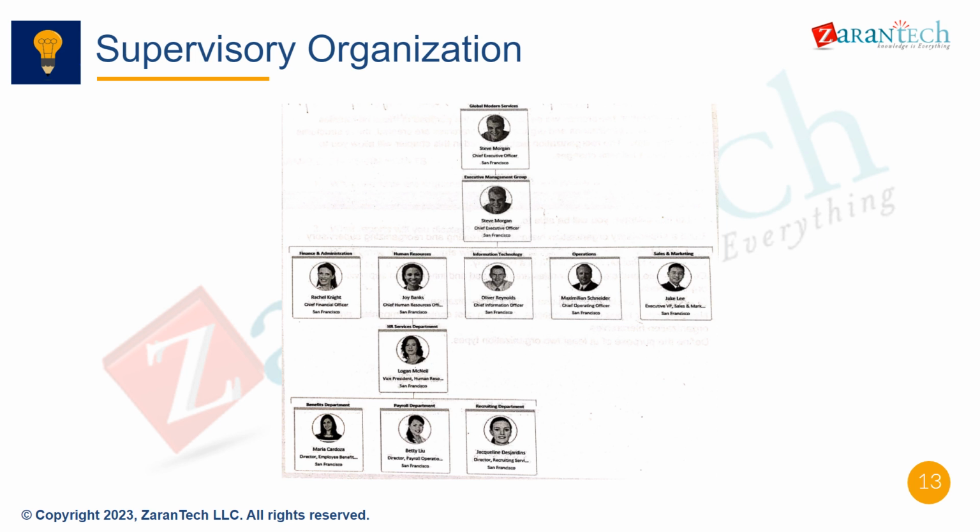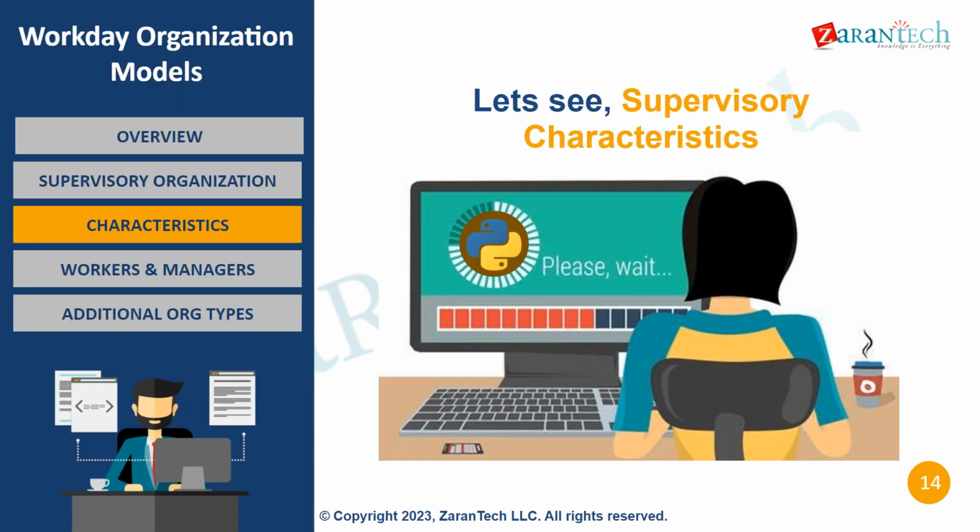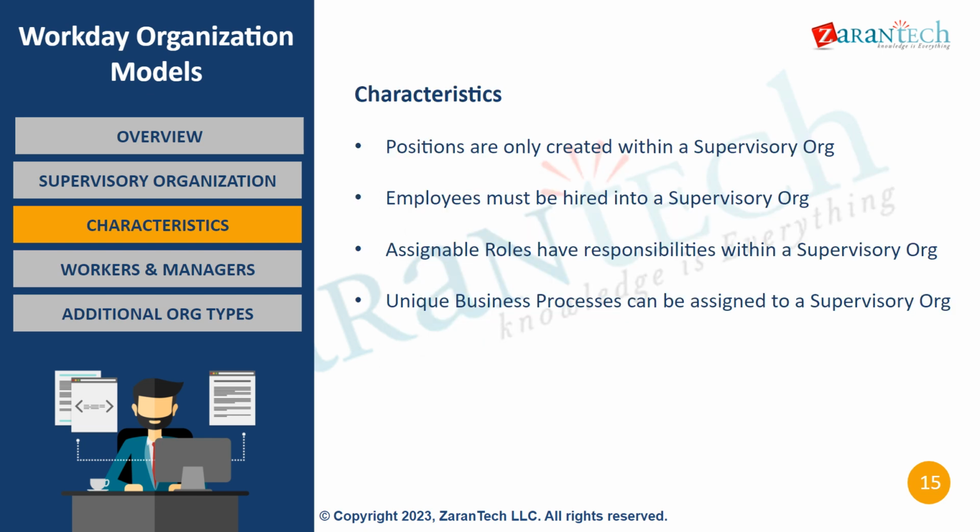Here is a visual example of a supervisory organization hierarchy in Workday. You can see the nested management chains. Now let's look at some key characteristics of the supervisory organization. Positions are only created within a supervisory org. Employees must be hired into a supervisory org. Assignable roles have responsibilities within a supervisory org. Unique business processes can be assigned to a supervisory org.